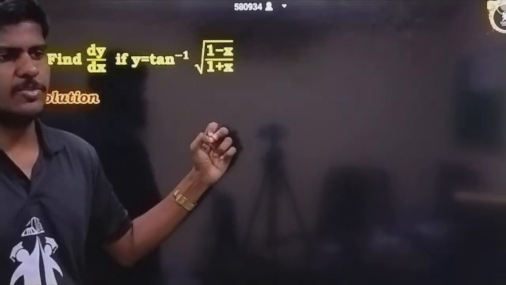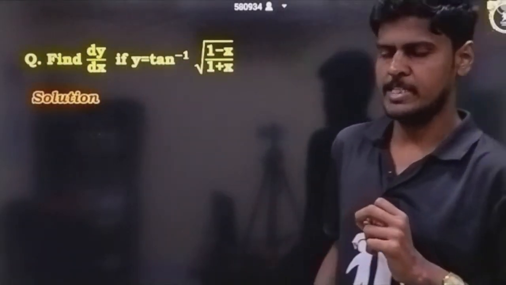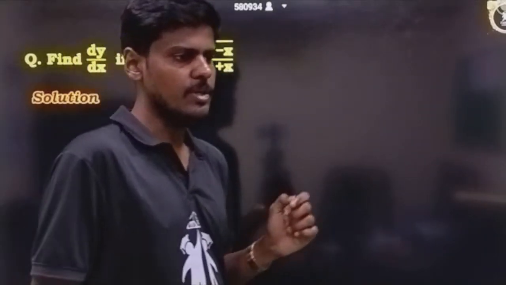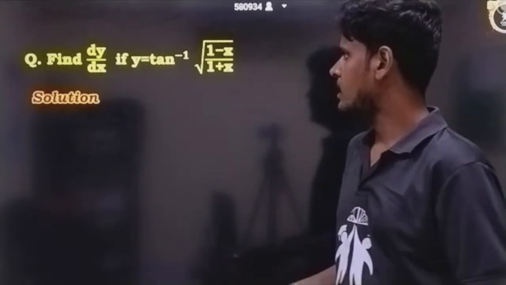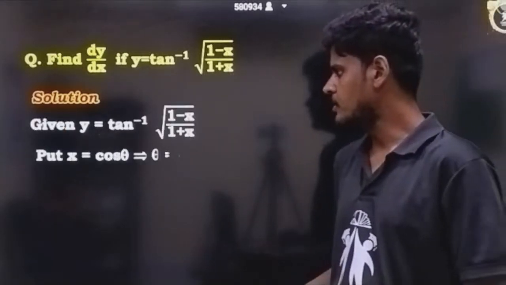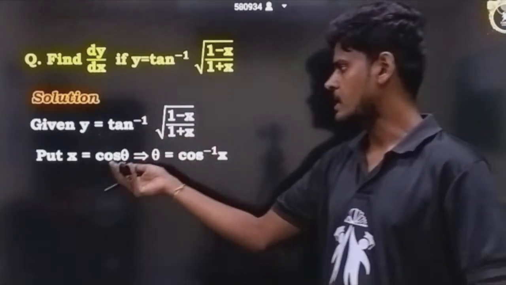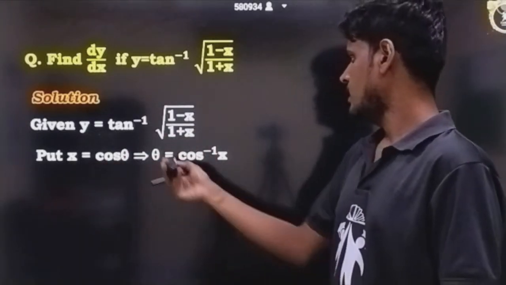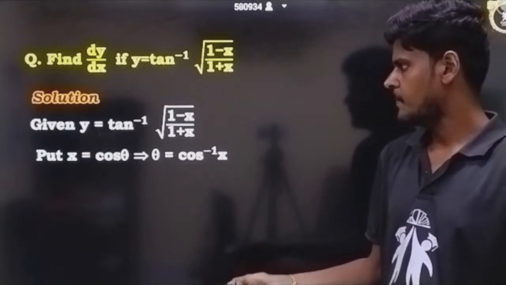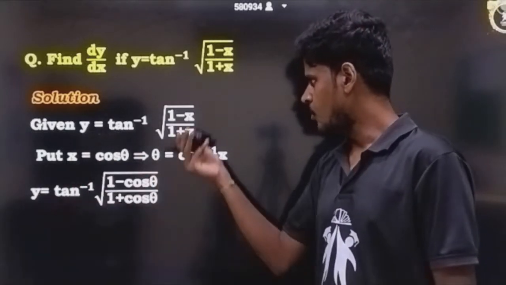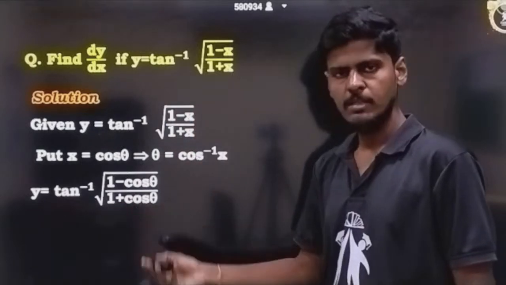Then we have seen in the previous question what is the formula for 1 minus cos 2 theta? 1 minus cos 2 theta is equal to 2 sin square theta, and 1 plus cos 2 theta will be 2 cos square theta. So finally this expression will simplify. Here we will substitute x equal to cos theta. Theta will be cos inverse of x. y is equal to tan inverse of square root of 1 minus cos theta by 1 plus cos theta.